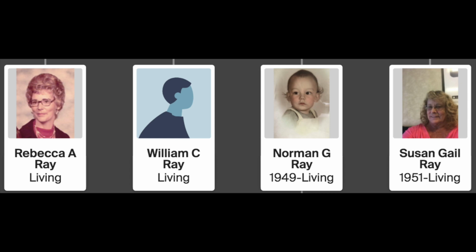My parents had 4 children: Rebecca Ann, William Carr, Norman Gerald, and Susan Gail Ray. Rebecca, or Becky, is deceased. William is a retired lawyer and lives in South Carolina. Susan has 3 children and lives in Riverside County, California. I was born on October 7, 1949 in Greensboro, North Carolina. My family moved to Pomona, California in 1963. I attended Gary High School in Pomona and later graduated from the University of Redlands in 1972.